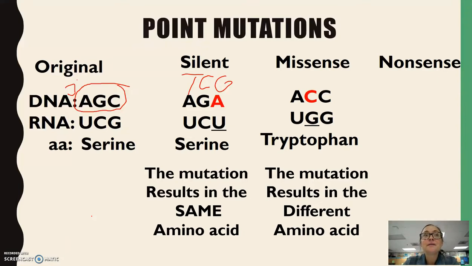But if it maybe mutates and now it is a negatively charged R group, that might have some impact on how that protein folds and lead to different tertiary and quaternary structures and have an impact on the overall shape of the protein.